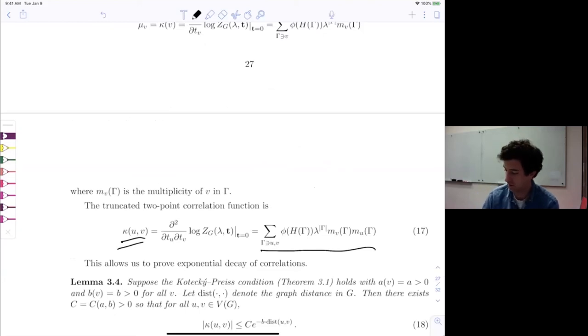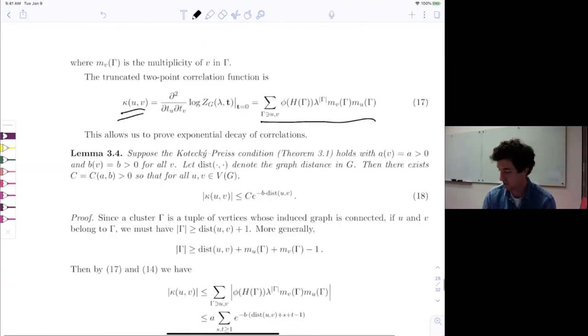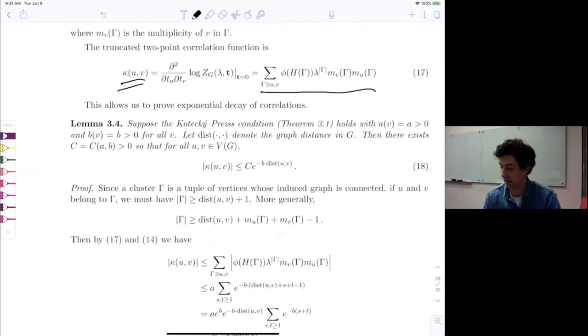Okay, and so then the lemma that I wanted to show, but it's in the notes, is that if the Kotecký-Preiss condition holds with some positive a and b, and let's say it's constant for all vertices, then we have exponential decay automatically of the truncated two-point correlation function. We can talk about this more next time or in the office hours, but that's important to know, that somehow this Kotecký-Preiss condition immediately gives this very strong probabilistic consequence.